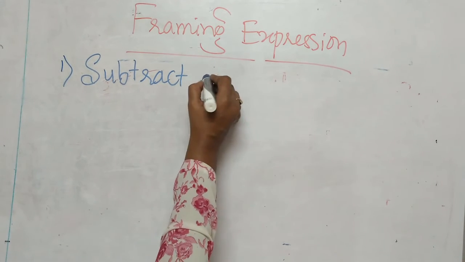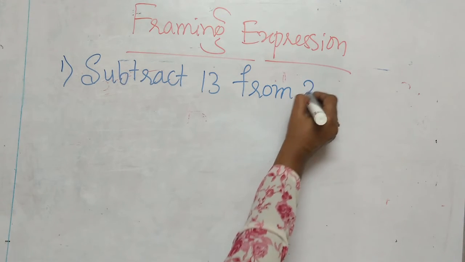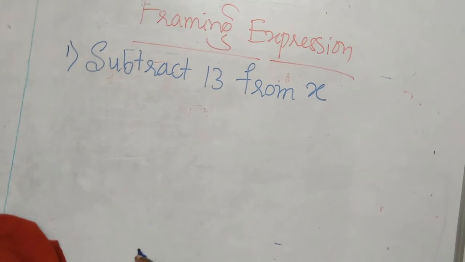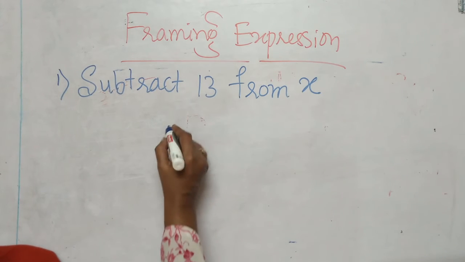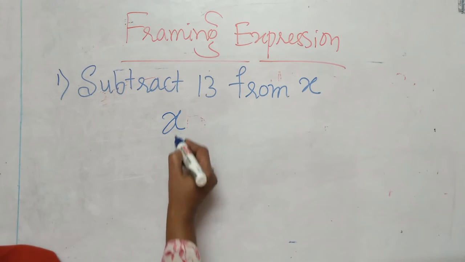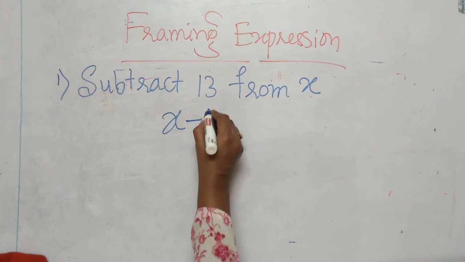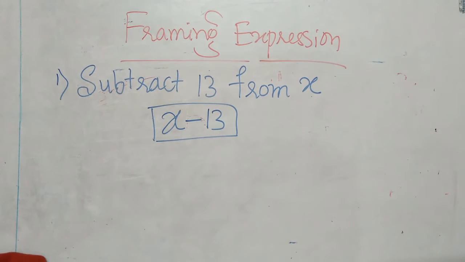Subtract 13 from x. How will you frame the expression from this? From x means x is the minuend here. It is x, subtract means minus 13 is the expression for the given statement.